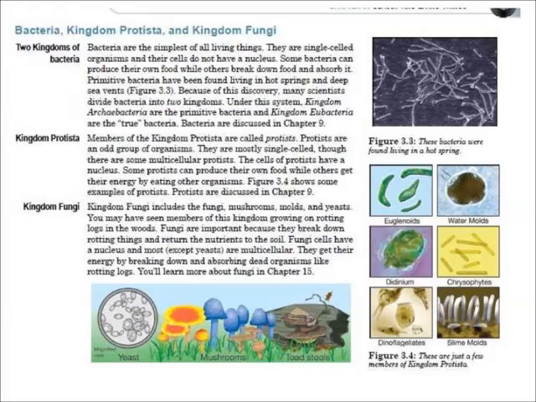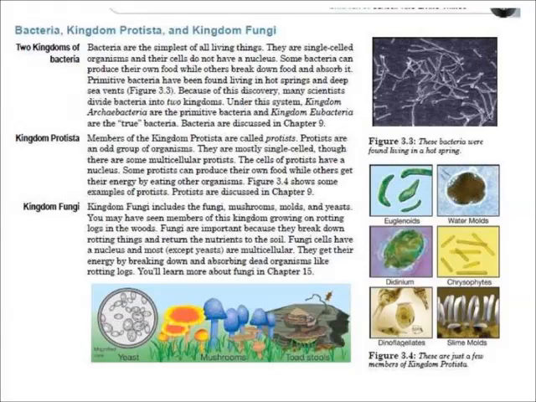Bacteria, Protista, and fungi. Bacteria are the simplest of all living things. They are single-celled organisms, and their cells do not have a nucleus. Some bacteria can produce their own foods, while others break down food and absorb it. Primitive bacteria have been found living in hot springs and deep sea vents. Because of this discovery, many scientists divide bacteria into 2 kingdoms. Under this system, Kingdom Archaebacteria are the primitive bacteria, and Kingdom Eubacteria are the true bacteria.